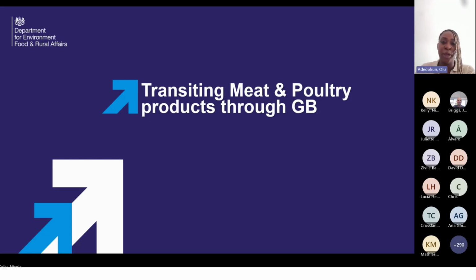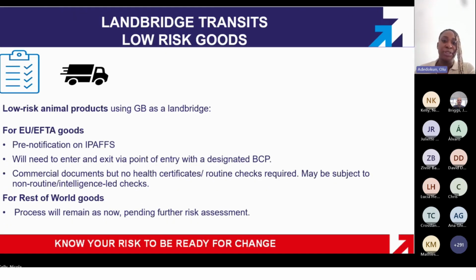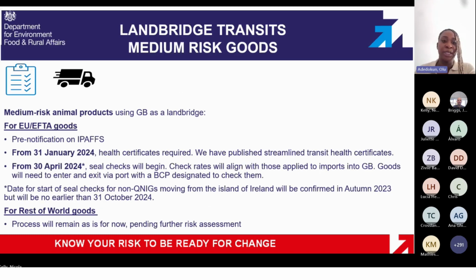Transiting meat through GB. Medium risk animal products using Great Britain as a land bridge. For EU and EFTA goods, there will be the following requirements: pre-notification on IPAFFS from the 31st of January, health certification, and from the 30th of April, seal checks will begin. Check rates will align with those applied to imports into GB. Goods will need to enter and exit via a port with a BCP designated to check them.